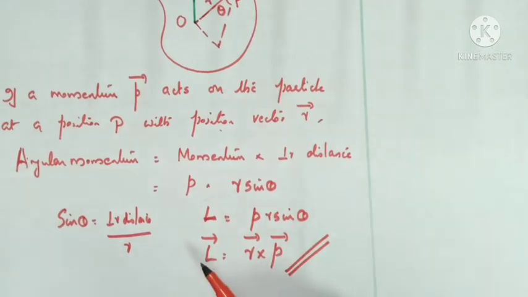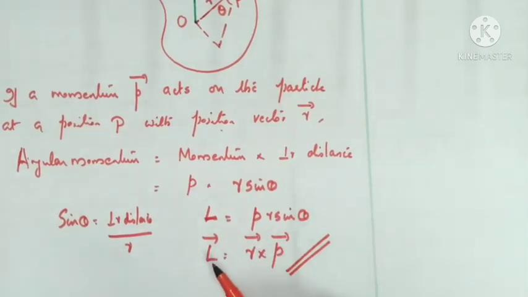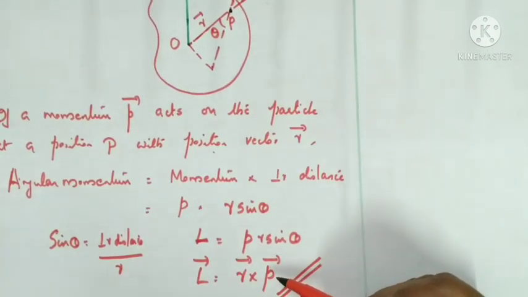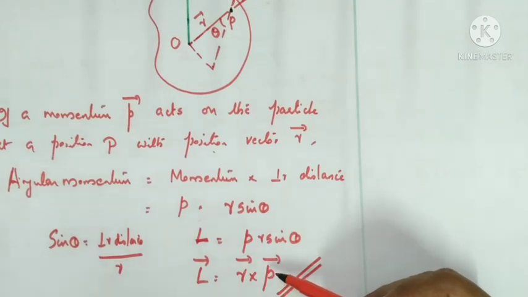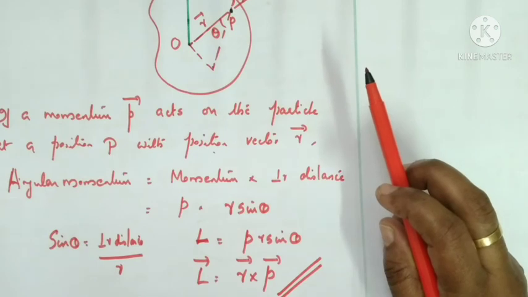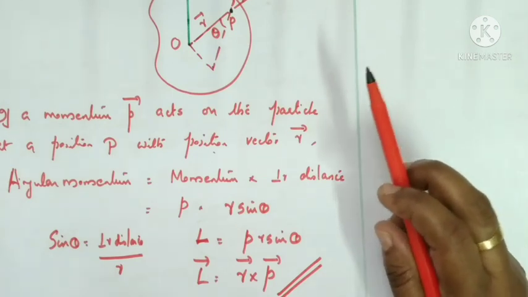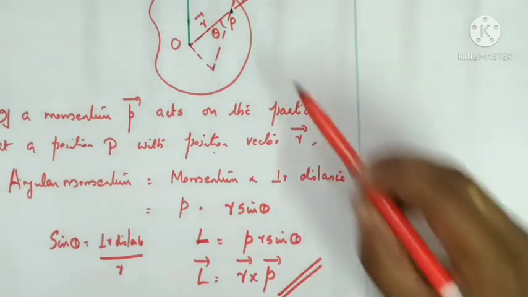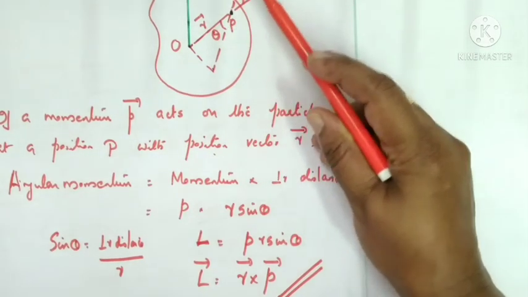Clear, children? So earlier we studied torque tau equal to R cross F. Similarly, angular momentum L equal to R cross P, where R is the position vector and P is the linear momentum. Clear? So angular momentum is defined as the rotational analog of momentum, or as moment of momentum. Moment of momentum means momentum into perpendicular distance. Clear, children? So angular momentum L equal to R cross P, where theta is the angle between vector R and vector P.